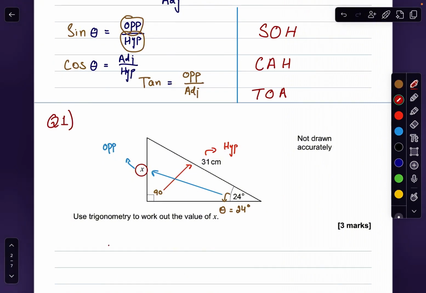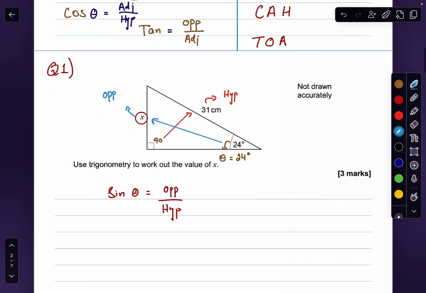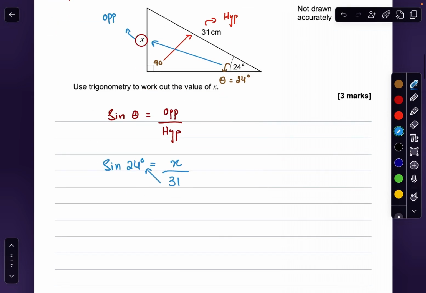Now to solve this, we are using sine. We know that sine of angle theta is equal to opposite by hypotenuse. That's the formula. Using the formula, we have been given the angle theta, so sine of 24 degrees is equal to opposite, that's x, divided by hypotenuse, that is 31. Now to solve this, we take this 31 to the other side and multiply it with the x. So sine of 24 degrees times 31 equals x.